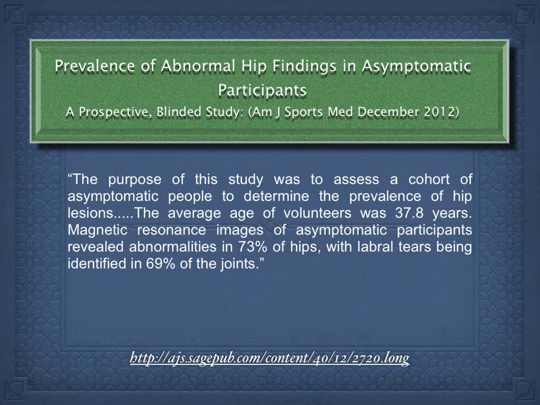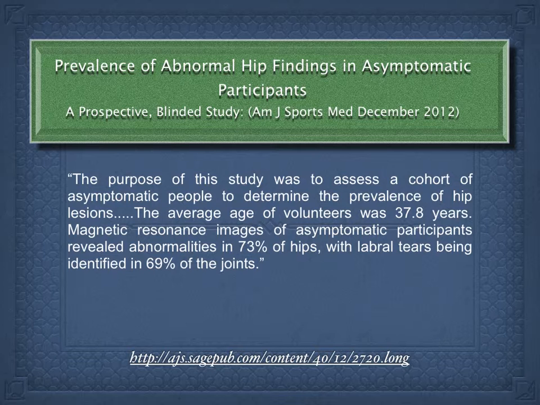Now, this study illustrates the problem of why we don't just image everybody. This was a study done in the American Journal of Sports Medicine. On the bottom, you can click and go directly to the study and assess it for yourself. The purpose of the study was to assess a cohort of asymptomatic, and that's the important point, asymptomatic people to determine the prevalence of hip lesions, and these lesions can generally be considered surgical. The average age of volunteers was 37.8 years, a relatively young age.